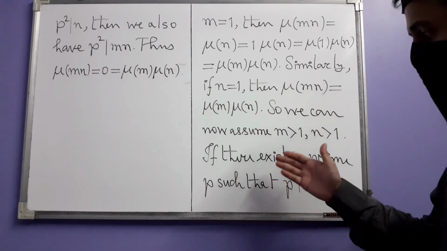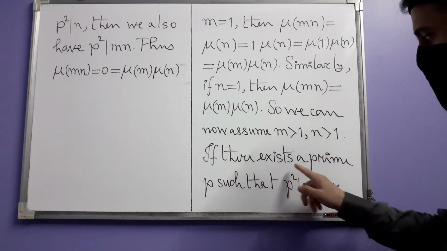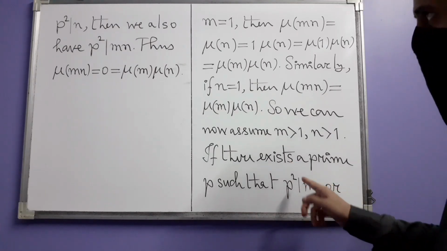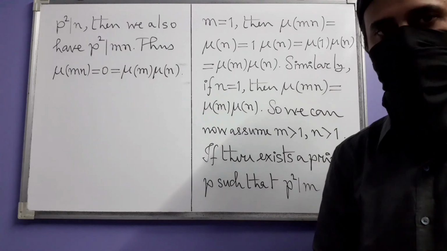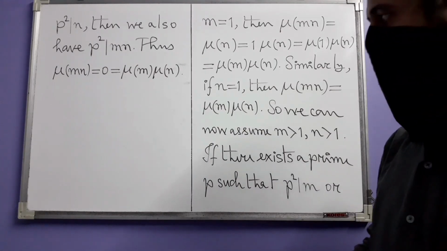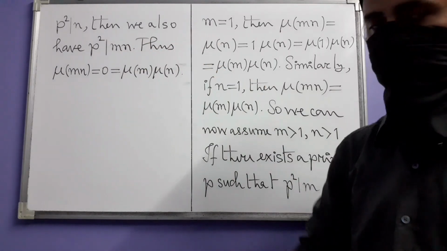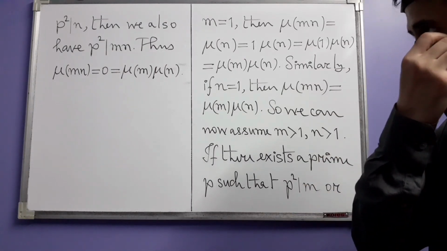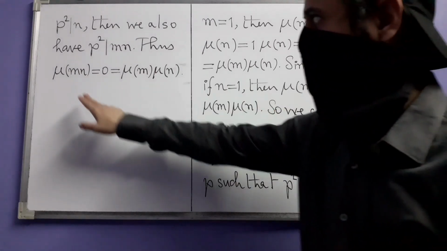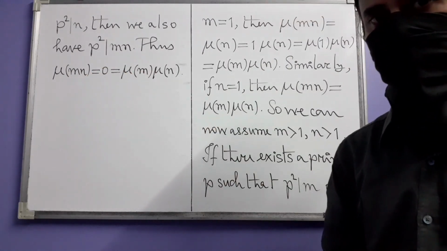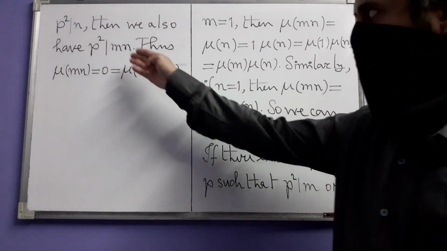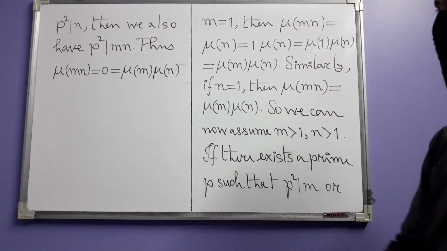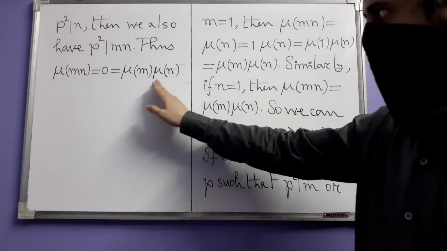Now let us consider the next case. Suppose there exists a prime p such that p squared divides either m or n. Then obviously p squared would also divide mn. There is nothing to say about it, it's obvious. But then mu of mn would be equal to 0 by the definition of mu, because mn is divisible by the square of a prime. And that is also equal to mu of m times mu of n.